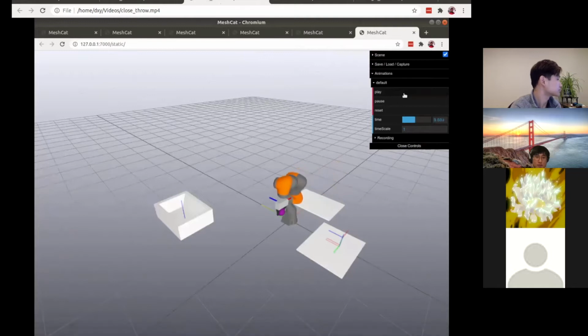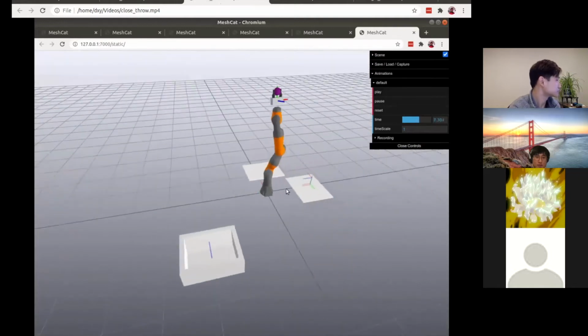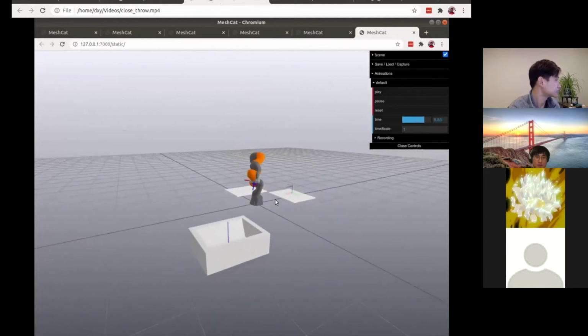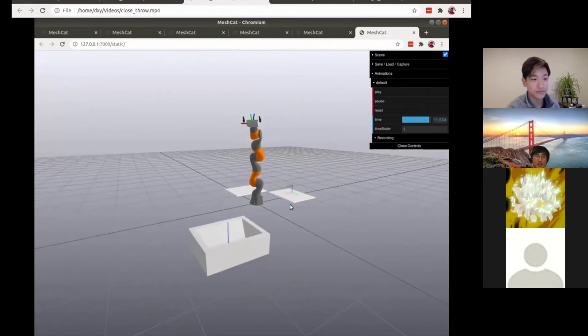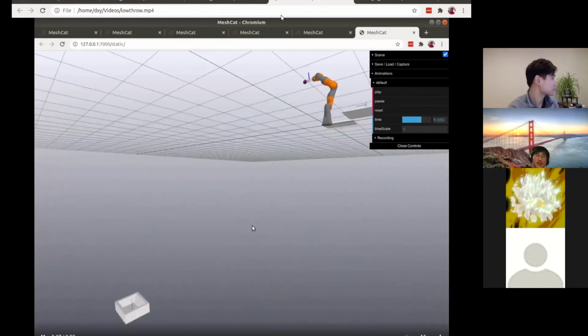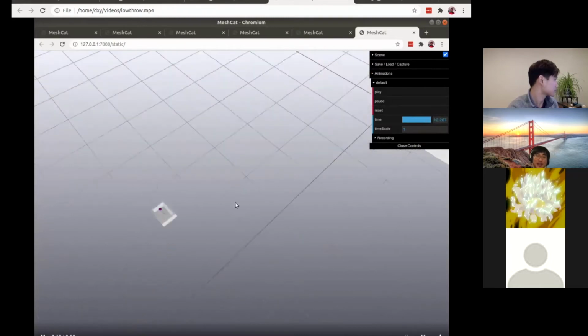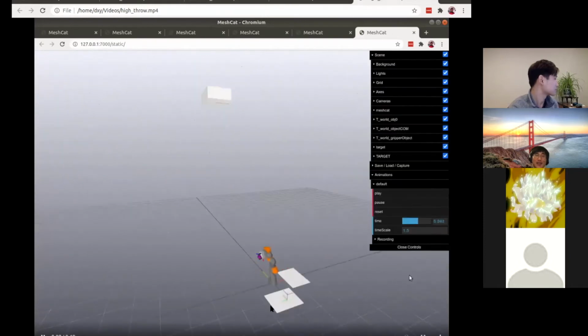So in addition to being able to throw at targets at z equals zero, we can also throw to targets that are located very low, like this one, as well as targets that are located very high, like this one here.